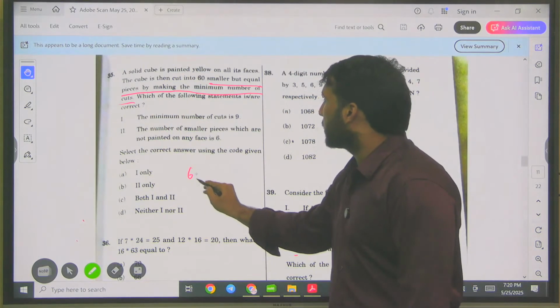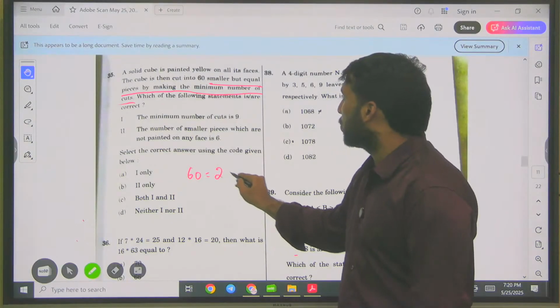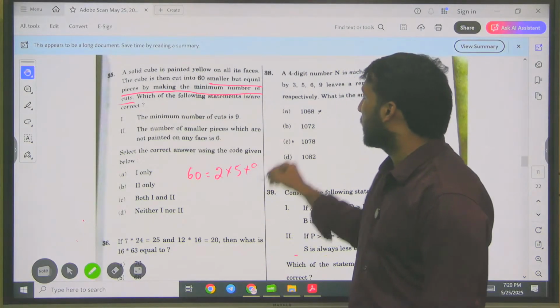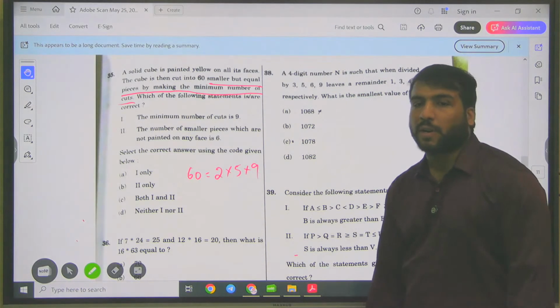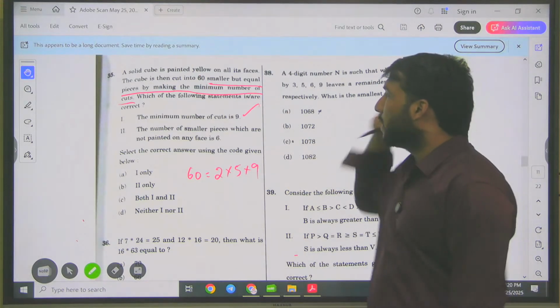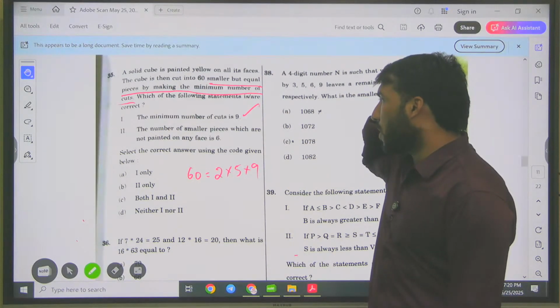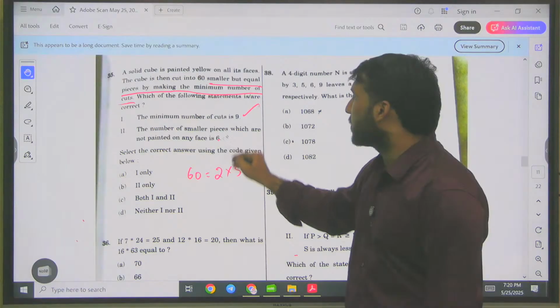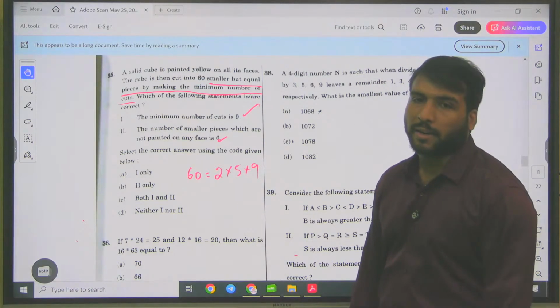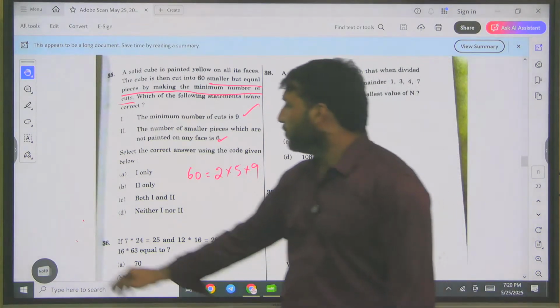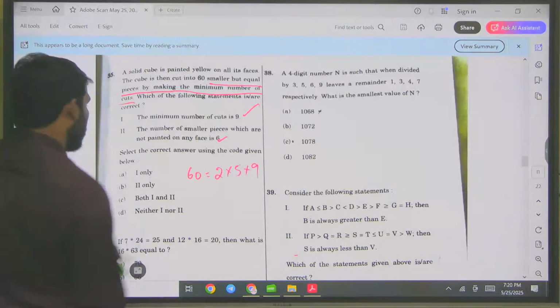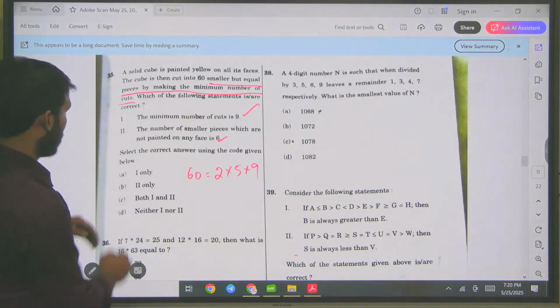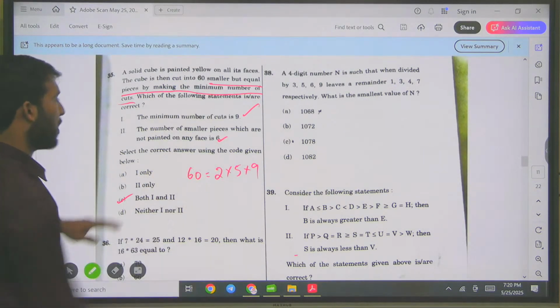The minimum number of cuts is 9, and see, 60 smaller equal pieces, making the minimum number of cuts. So I can write it as 60 is equal to 2 into 5 into 9. 9 5s are 45. First option is correct. The number of smaller pieces which are not painted on any face will be 6 because 9 minus 3. Direct question. So both options 1 and 2 are correct.